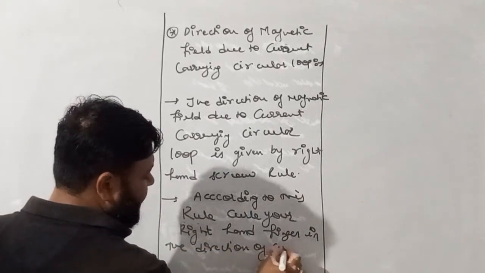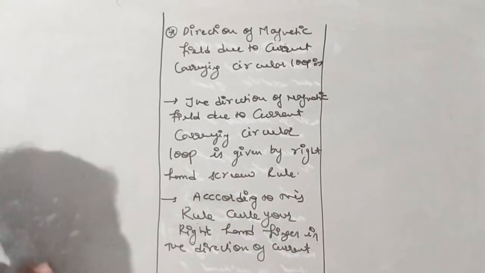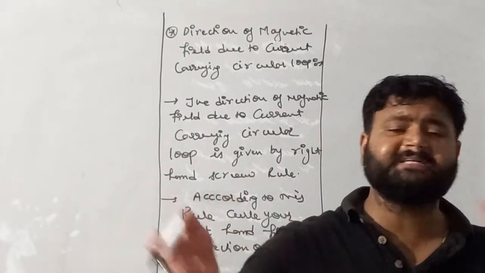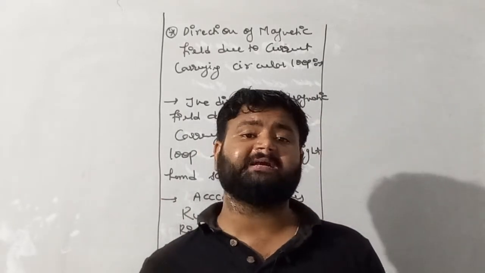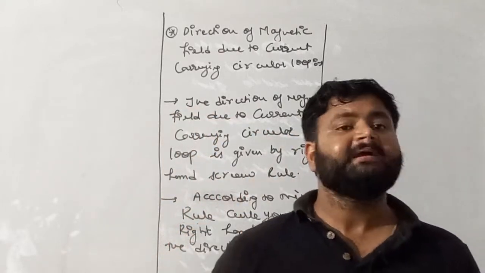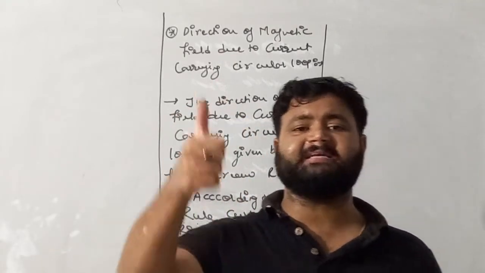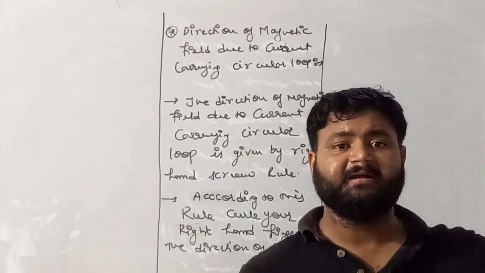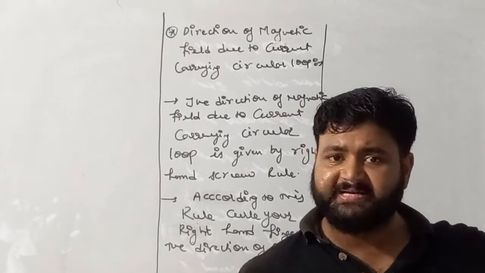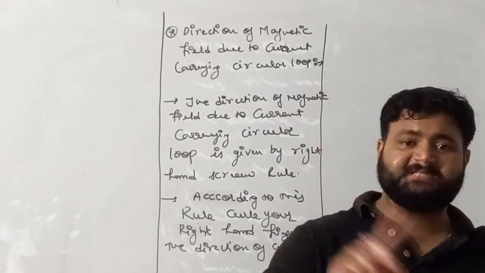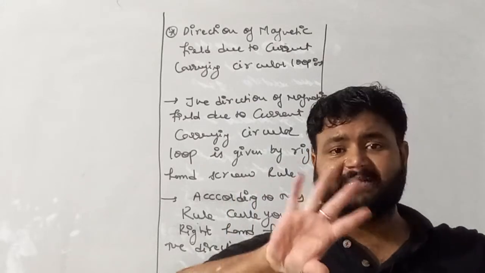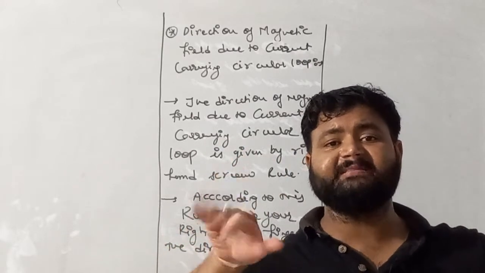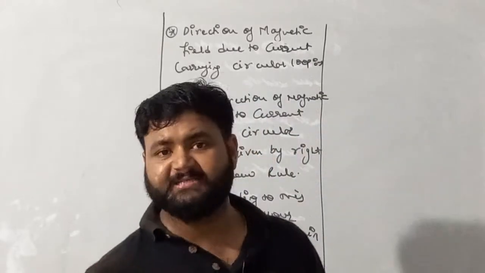in the direction of current. See, actually, the direction of the magnetic field due to a current carrying circular loop is just opposite to the direction of the magnetic field due to a current carrying straight conductor. In a straight conductor, we place our thumb in the direction of current, and the curling of the fingers gives you the direction of the magnetic field. But in a circular loop, the direction of the magnetic field is given by the thumb. You have to curl your right hand fingers in the direction of current. The thumb gives you the direction of the magnetic field.